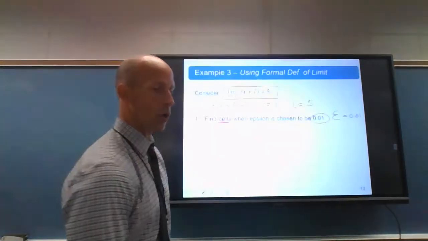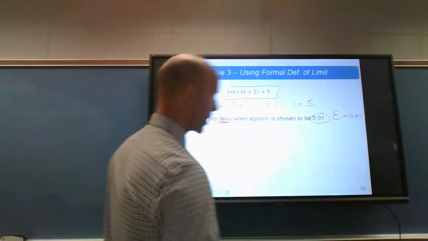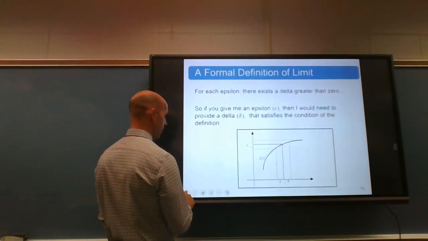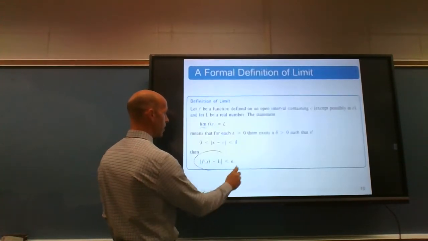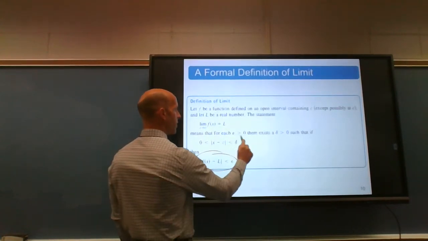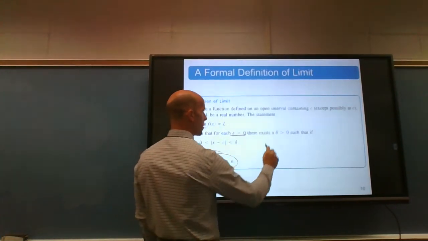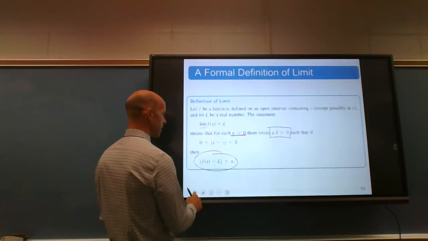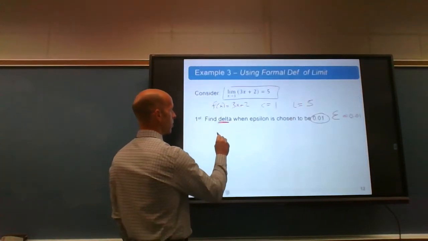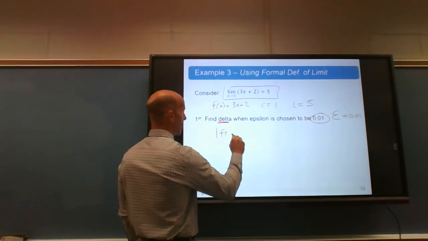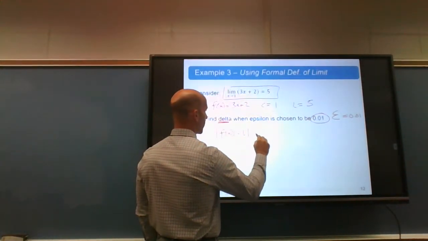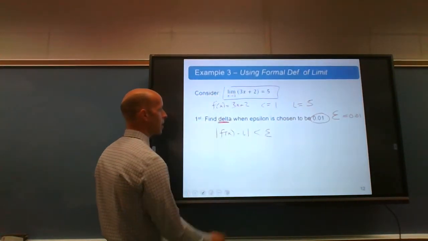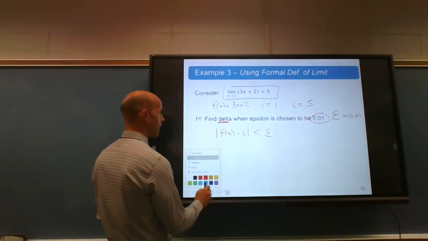So the first thing that we're going to do is use our formal definition right here. We're going to be using this component here. We've been given an epsilon that's greater than 0. It is now our job to find a delta greater than 0 that satisfies this condition. So we're going to write this in here: the absolute value of f of x minus L needs to be less than or equal to epsilon. Now we'll start substituting things in.